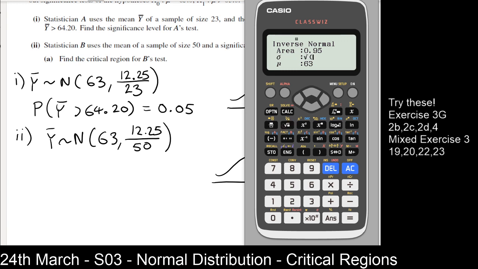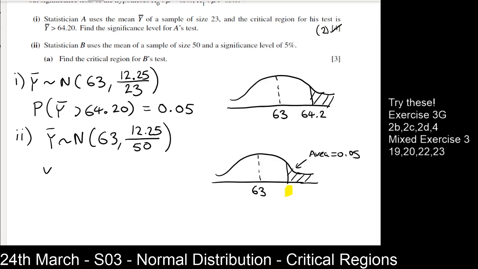And then we've got the square root of 12.25 divided by 50, mean 63 still. And we can see that we get 63.81 to 2 decimal places. So what this means is the critical region is 63.81. So I am rejecting anything that is greater than 63.81, and that would be my critical region.